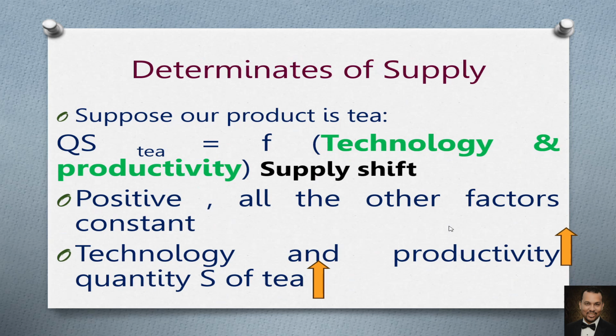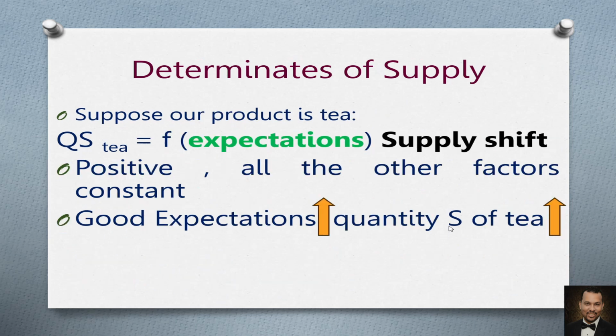So any good technology, new technology, or increase in productivity, the supply curve will shift to the right. So quantity supplied of tea increased. On the other hand, a decline in technology or a decline in productivity shifts the supply curve to the left side. So quantity supplied will decrease, all the other factors constant.